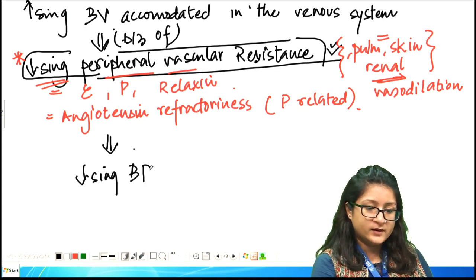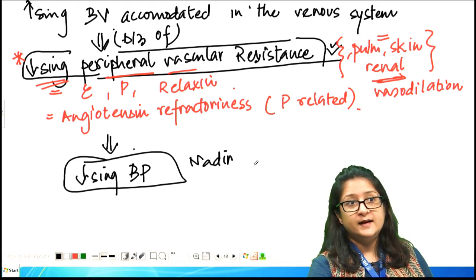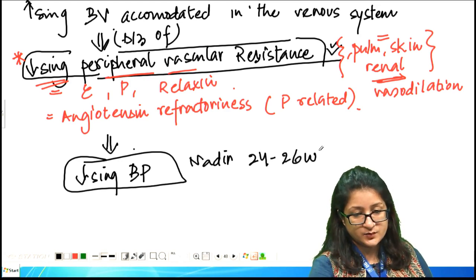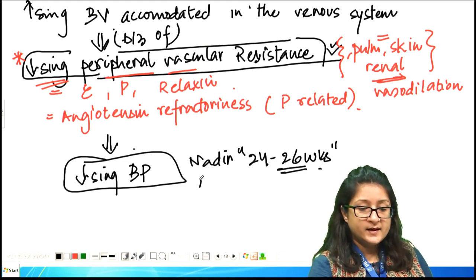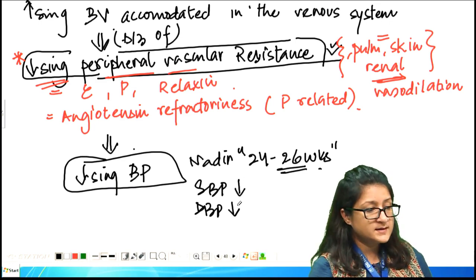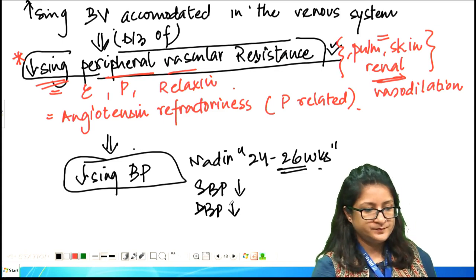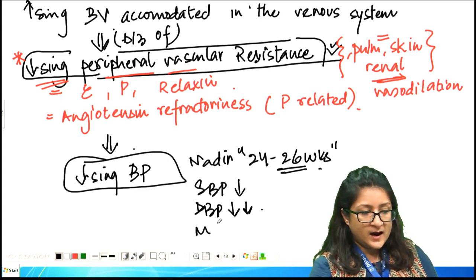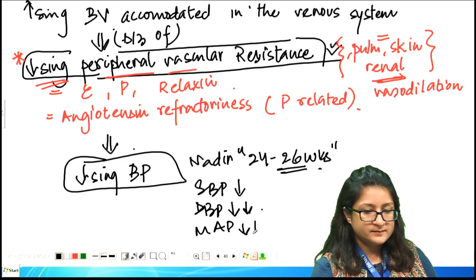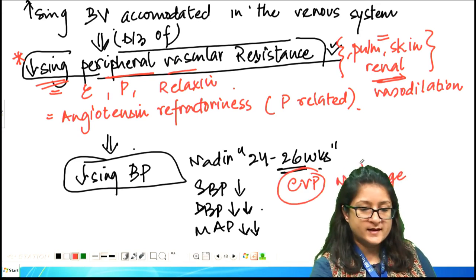All of these decreasing peripheral vascular changes contribute to decreasing BP. Another very important aspect of maternal adaptation to pregnancy is decreasing BP. And the nadir, the lowest point of this decreasing BP, happens at 24 to 26 weeks, right? Systolic BP is also decreased, diastolic BP is also decreased, but remember that the diastolic BP is decreased more as compared to the systolic BP. Mean arterial pressure also decreases. What is important is that the CVP, the central venous pressure, has no change.